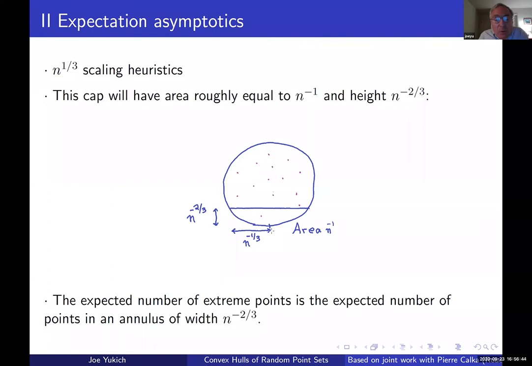Well, this is to say that the expected number of extreme points should just equal more or less the expected number of points in an annulus of width n to the minus 2/3. So this cap has a height of n to the minus 2/3. All extreme points should be located in an annulus of width n to the minus 2/3. And since there are n points altogether, the expected number behaves like the product of n and n to the minus 2/3. Those are the heuristics. They can be made rigorous, but this explains the cube root asymptotic effect.